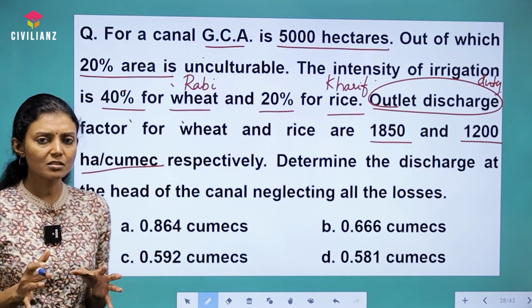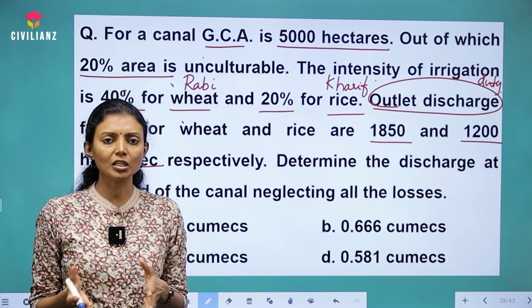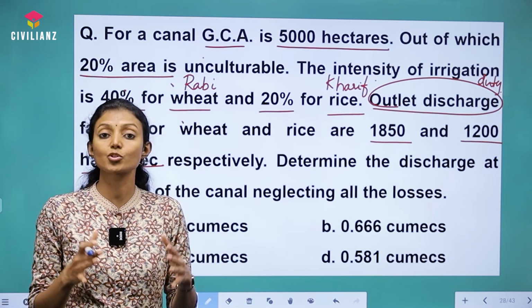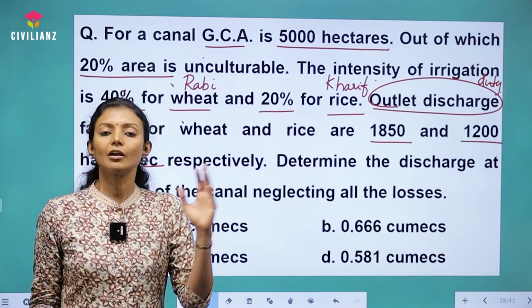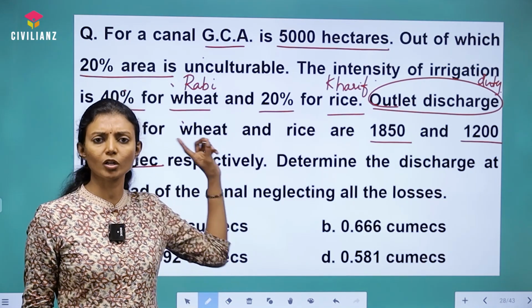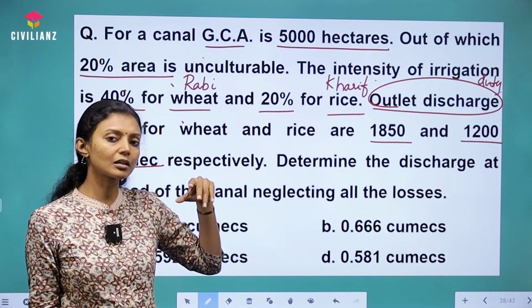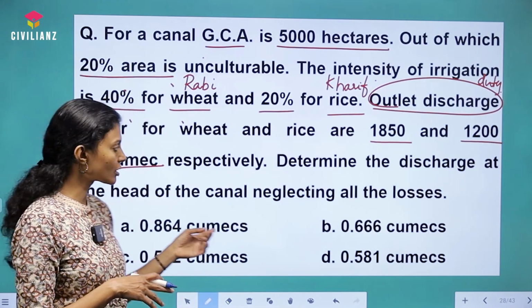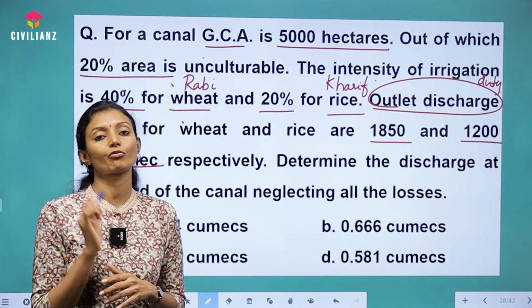Okay, so that means that we are not supplying water simultaneously. We are supplying water to both these crops during different time periods, right? We have to supply some amount of water in the rabi season and another amount of discharge in the kharif season. And we are asked what is the discharge at the head of the canal.